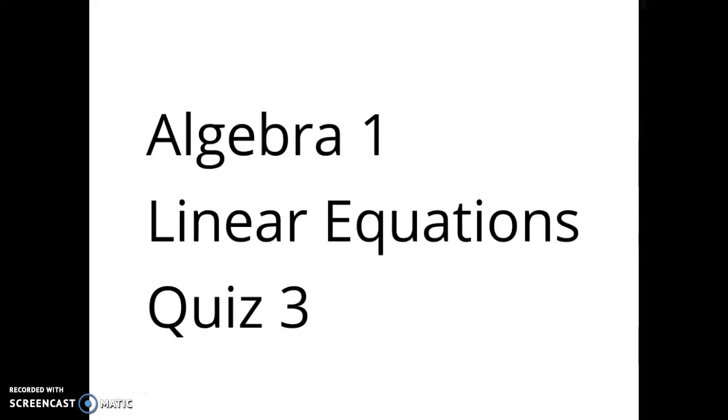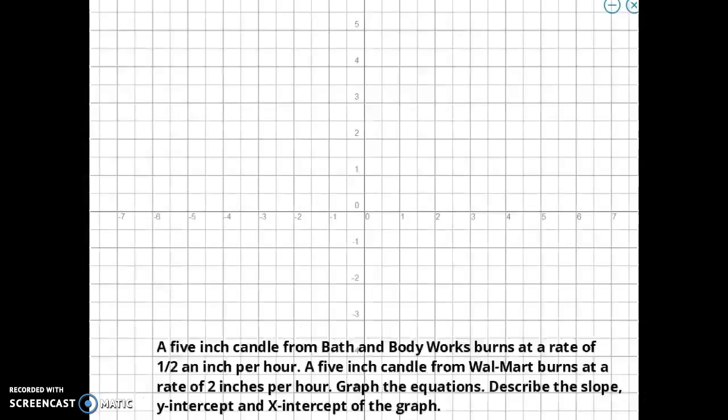Okay, we're going to review quiz 3, linear equations in Algebra 1. The first question says a 5-inch candle from Bath & Body Works burns at a rate of a half an inch per hour. A 5-inch candle from Walmart burns at a rate of 2 inches per hour. Graph the equations. Describe the slope, y-intercept, and x-intercept of the graph.